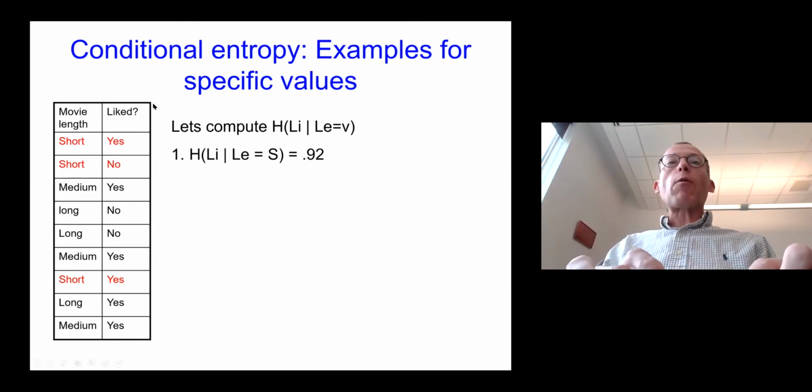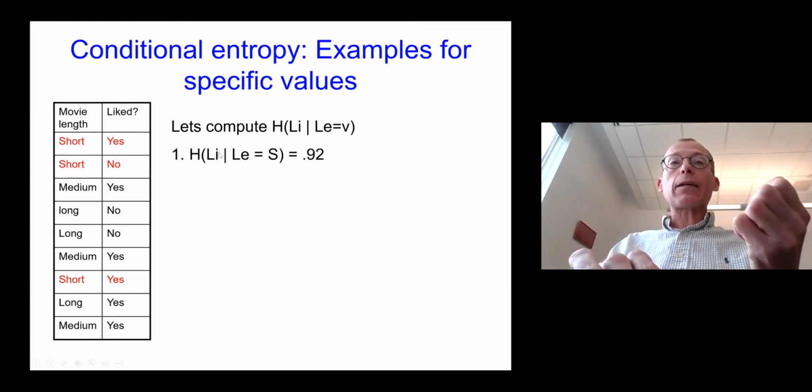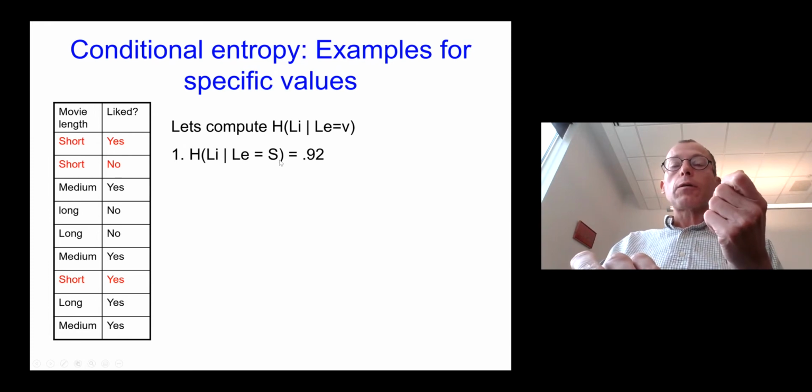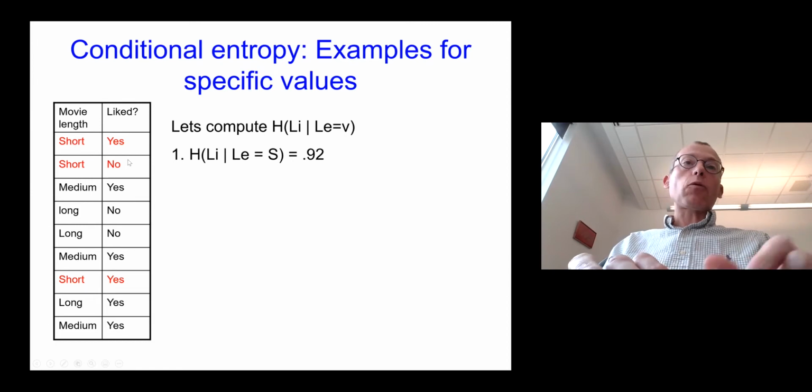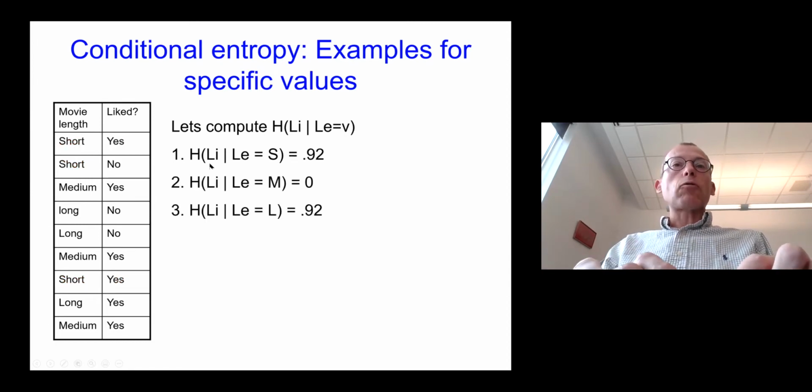So for example, if I want to do the conditional entropy of label conditioned on short, then I'm just selecting the rows for short. These have 3 values. So once I select short, of course, everything is short. These have 3 values, and then it's 2/3 and 1/3, right? So the entropy is going to be 0.92. And I can do it for the others, right? For medium, for example, all the medium movies have the same label. So the entropy for medium is 0. And the entropy for long is also 0.92.